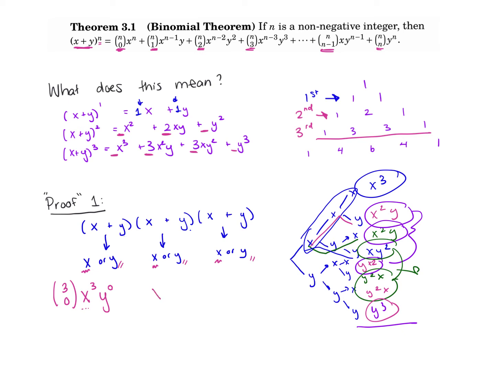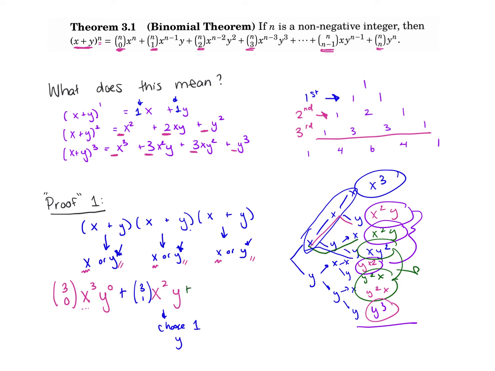Now I want to think about how many x squared y's do I get. Here I want to choose just one y. So I can either choose this one, or this one, or this one. So there's 3, and I'm just choosing one. And then if I don't choose the y, I get left over with x, so the other two become x.